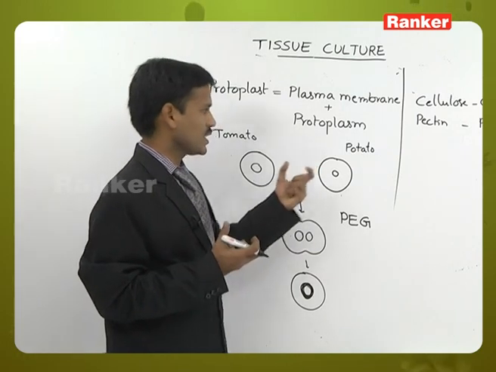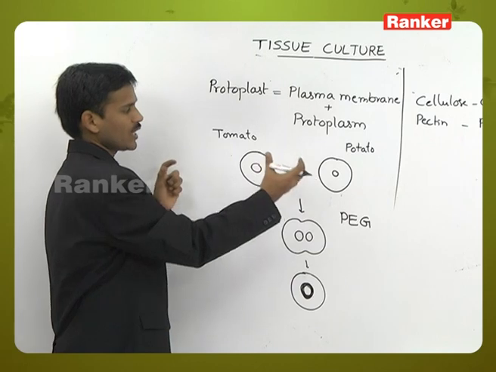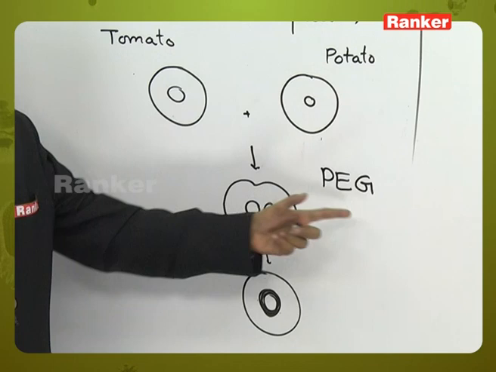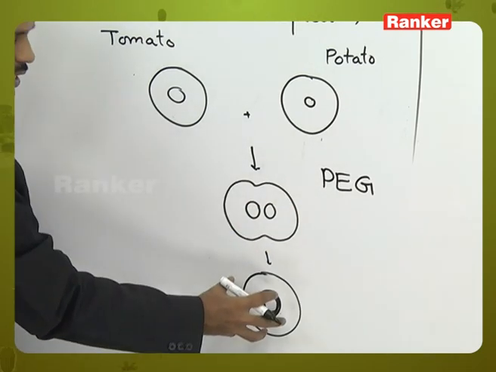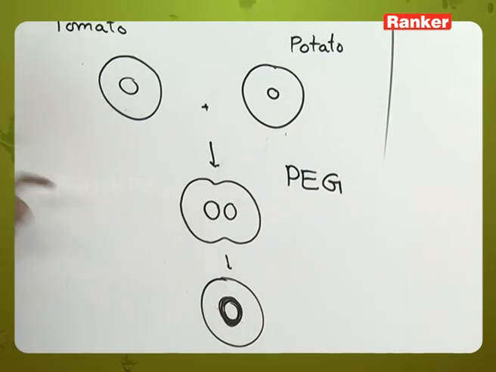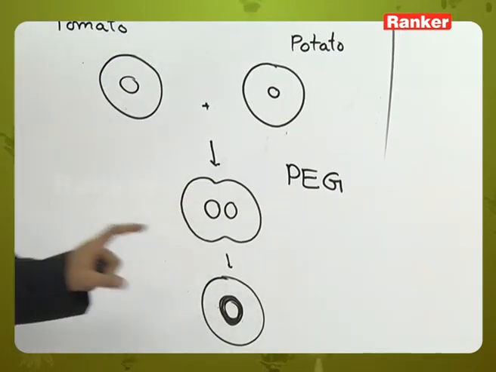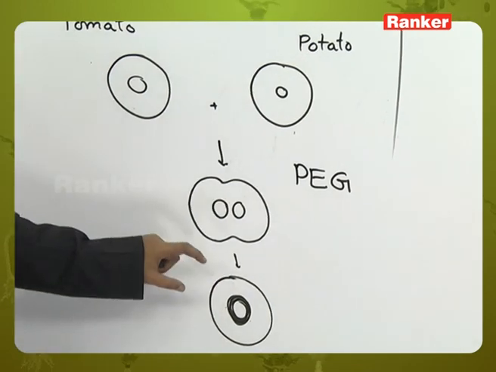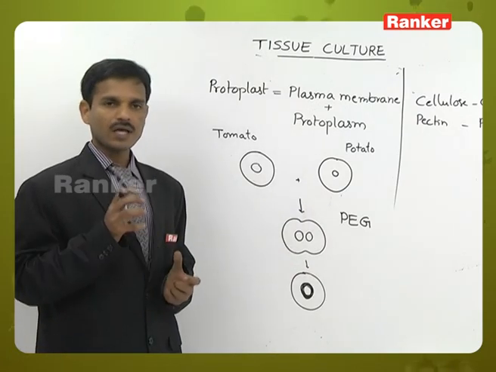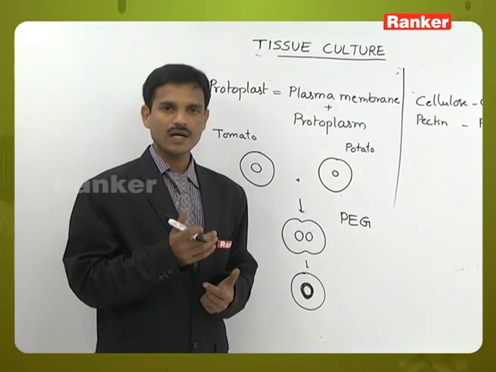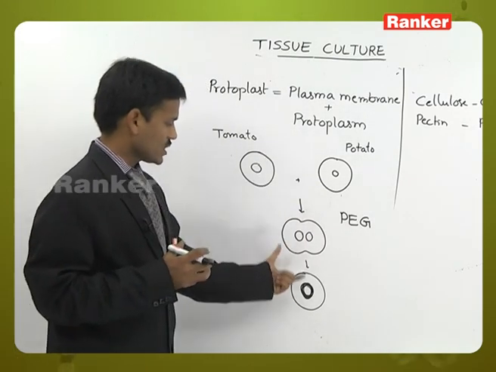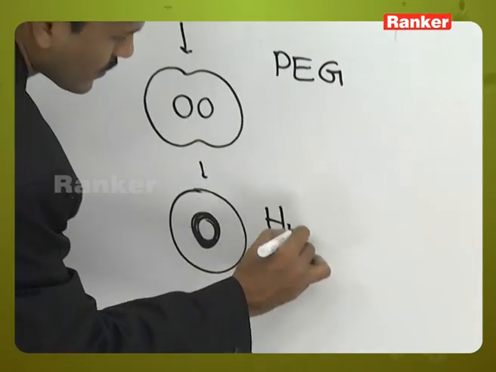Commercially it is beneficial. So that's why tomato and potato protoplasts are fused with the help of polyethylene glycol. After the fusion, we have a single fused protoplast. It has one nucleus, or two nuclei may also be present. When the two nuclei are fused, it is called a hybrid protoplast. The hybrid protoplast is cultured on the tissue culture nutrient medium.